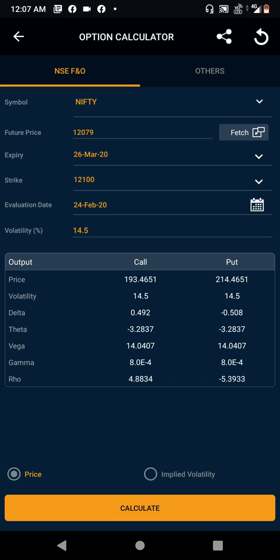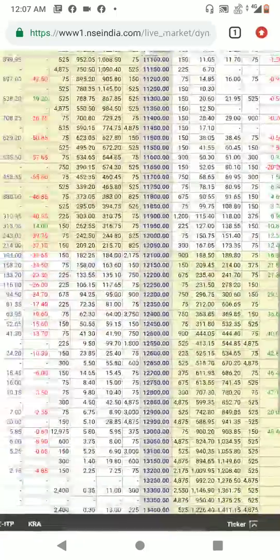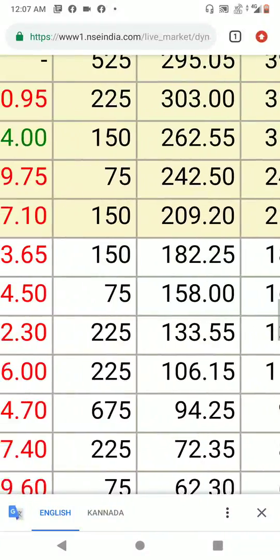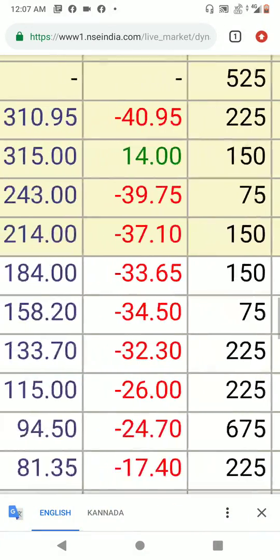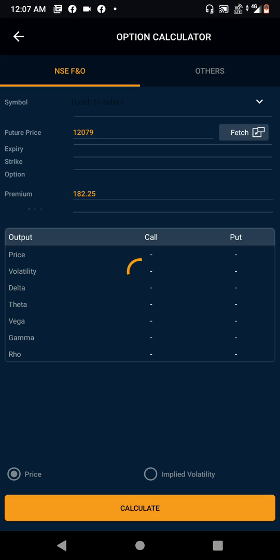So here we got the output. One is for call, one is for put. We have seen here from the live option chain that the market price of the option is close to 184. From our model we have gotten a price of close to 194. So it's almost close to the live option price.